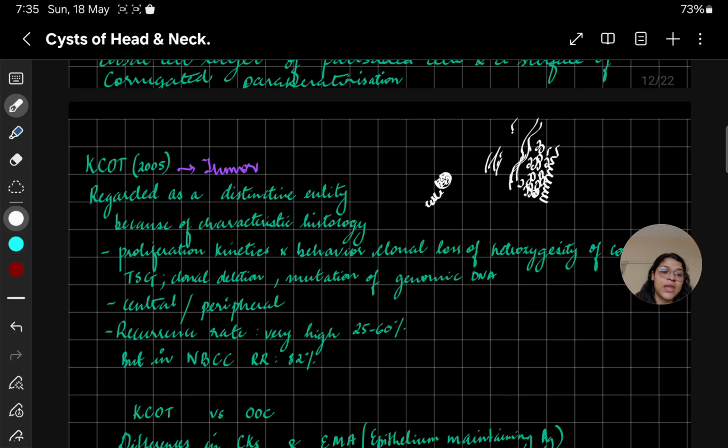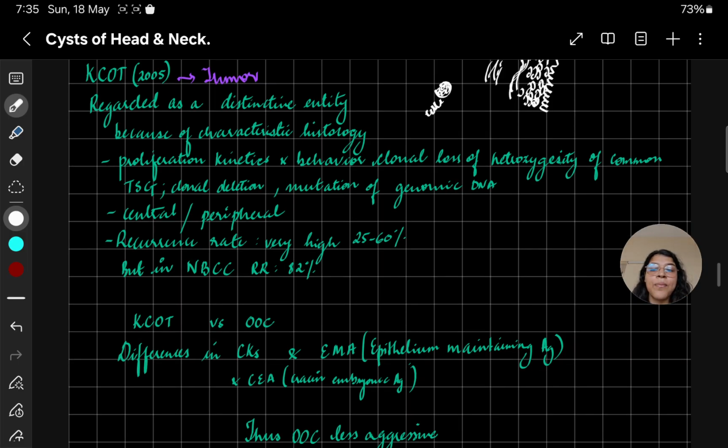KCOT 2005. In 2005, WHO classified it as a tumor. Why? It was regarded as a distinctive entity because of the characteristic histology it had. So proliferation kinetics and behavior, clonal loss of heterozygosity of common tumor suppressing genes, clonal deletion, mutation of genomic DNA. You don't really have to remember this, I'm just telling you because it was first classified as a tumor in 2005. So if they ask you why OKC is also known as KCOT, you should know this, just for you to know.